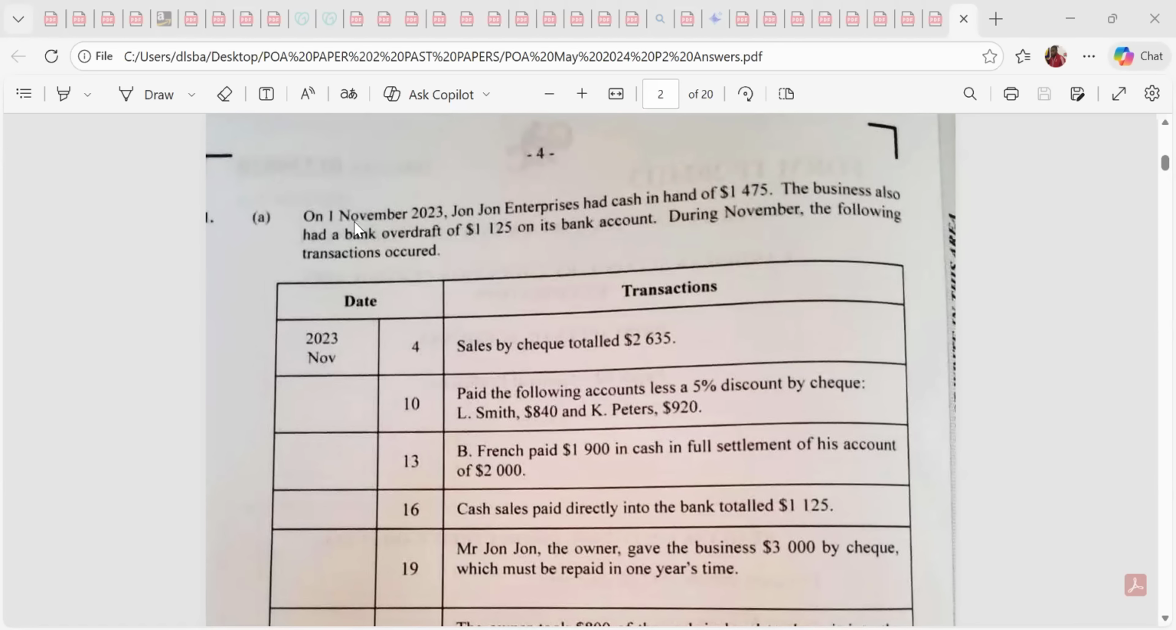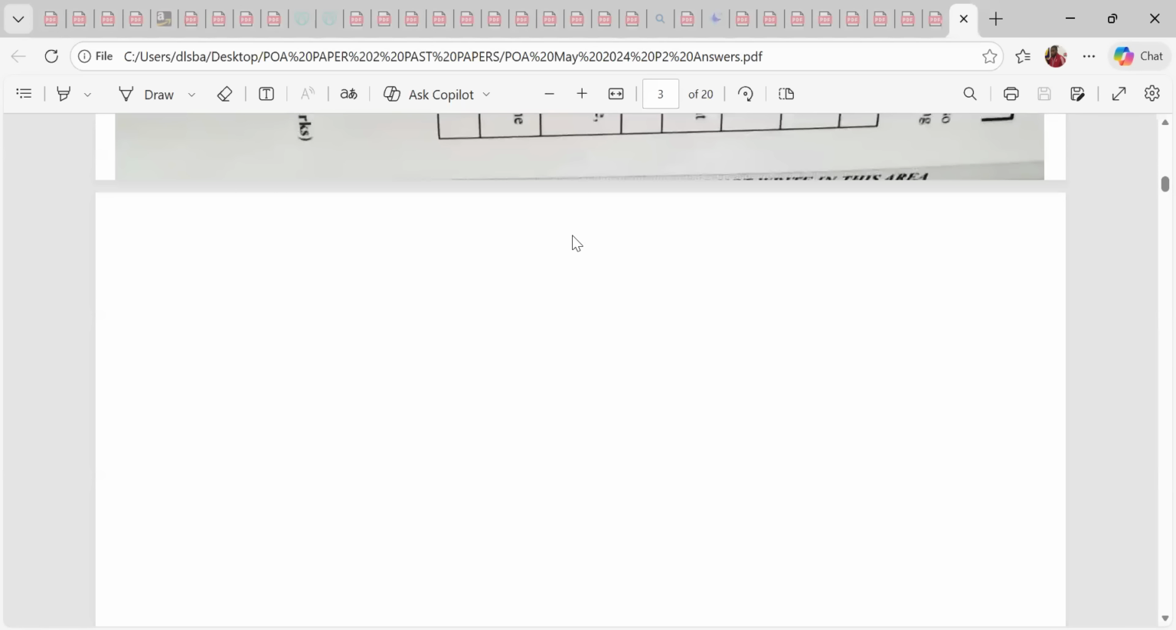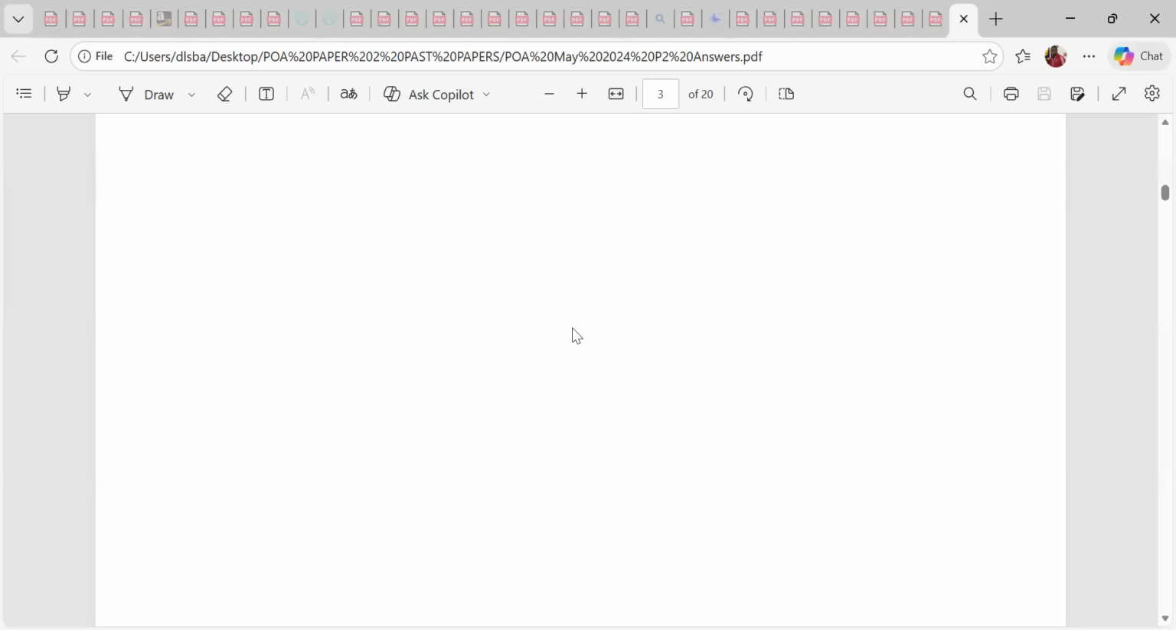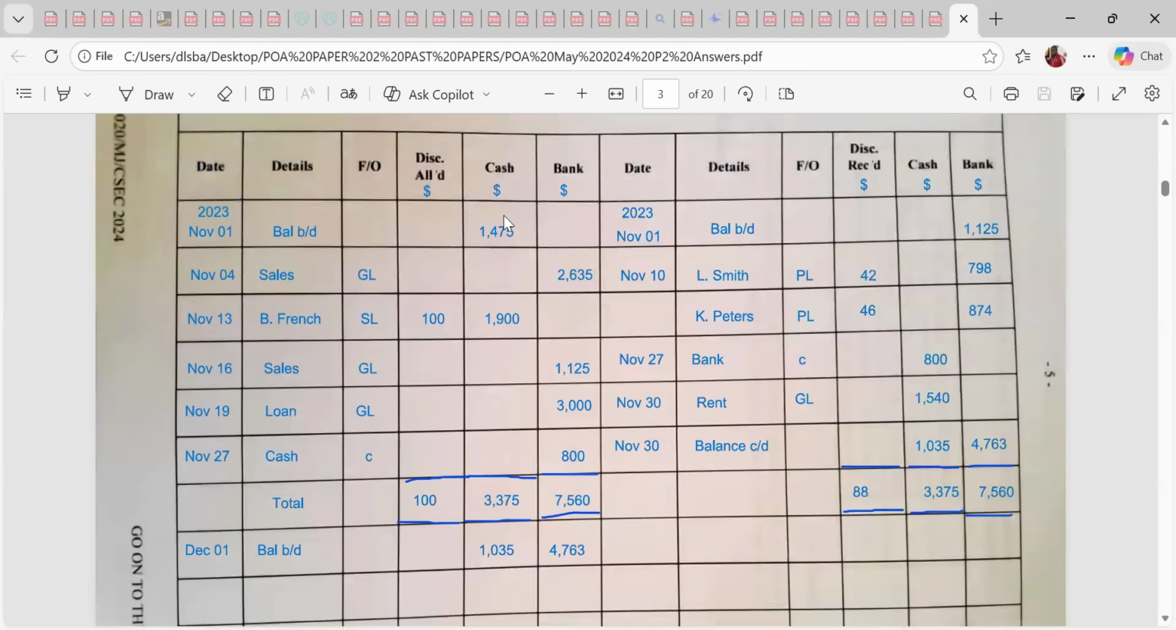So let's take a look, right? Give us a form to do the 3-column cash book on. First thing I did was put in the balance brought downs. Come on, page, you could do it. Load up. All right. First thing I did was do the balance brought downs. I put the cash on the debit side and the bank on the credit side because it was a bank overdraft.